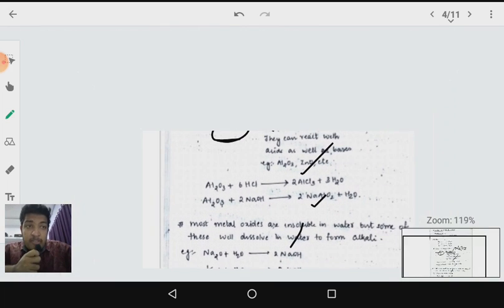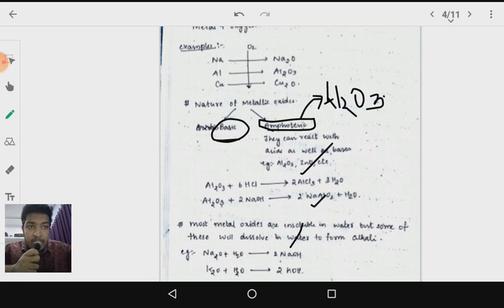Most of the metal oxides are insoluble in water, but again some exceptions are there, that is sodium oxide and potassium oxide. Sodium oxide and potassium oxide dissolve in water to give alkalis. Sodium oxide will give sodium hydroxide and potassium oxide will give potassium hydroxide when dissolved in water, and both of these substances, sodium hydroxide and potassium hydroxide, are strong bases in nature.